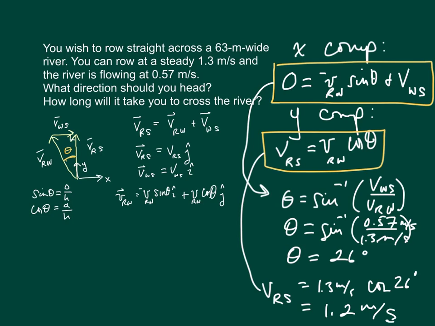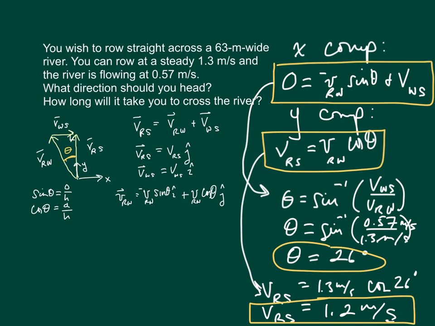So the original problem asks us to figure out what direction you should head as you tackle the water. And of course we've discovered that you should head out 26 degrees upriver, so that between your paddling and the flow of the water you'll end up going straight across. The second question was, how long will it take you to cross the river? Well, now that we know what your speed is, which is what we just calculated here, and we know the distance across the river, we should be able to calculate the time it takes you to get across.